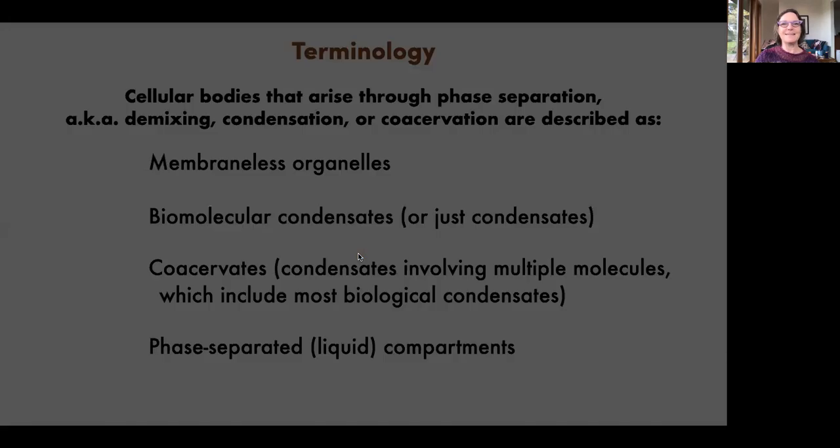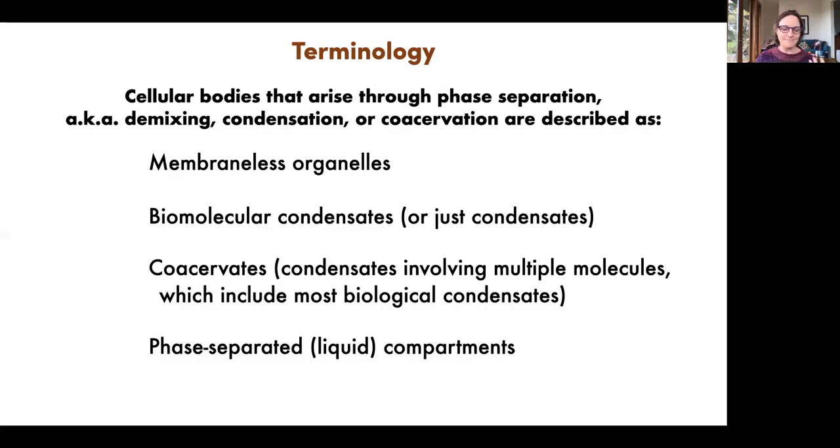Okay. All right, so I've already used a bunch of different terms, and different people have different ways of describing this phenomenon within cells. So I just made a little list here of terms that people use to describe this phenomenon. These terms specifically apply to cases where you have separation between a dilute phase and a condensed phase, and usually the condensed phase is still liquid.